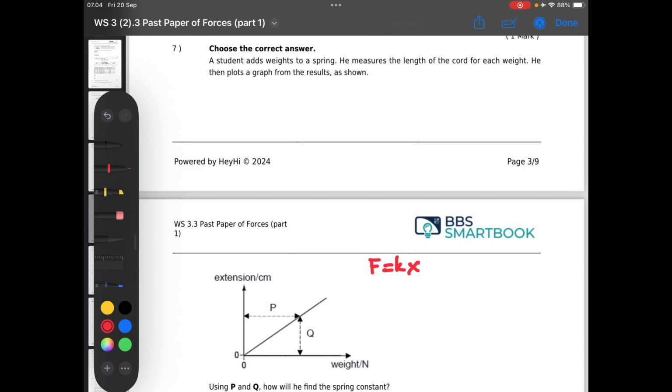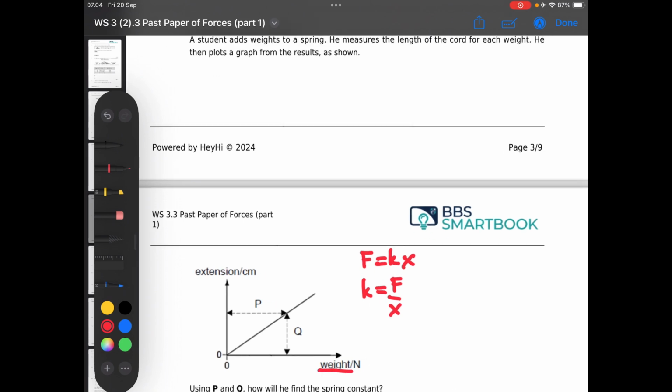Then how do you get it? You can always start with K. Based on that equation, K is F divided by x. Which one is F? The force. Based on the diagram, the force is the weight, this one. And which one is the extension? Of course, this one. This is if you have a single force and a single extension.